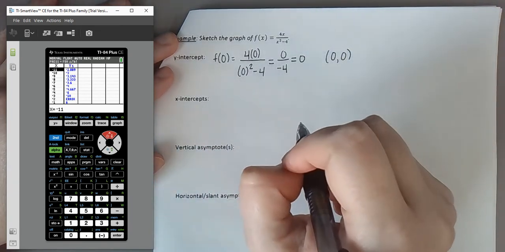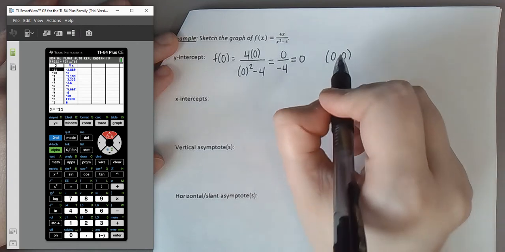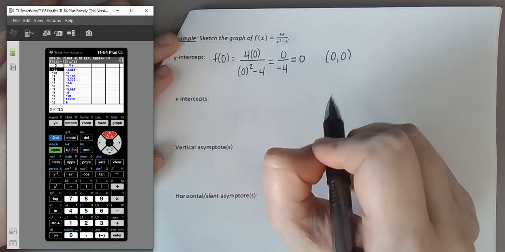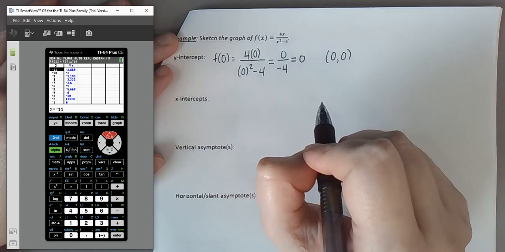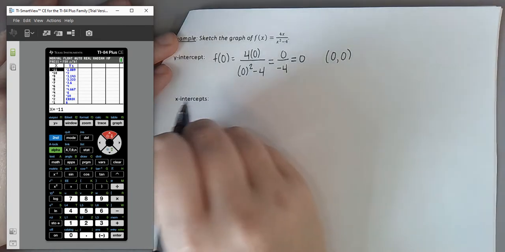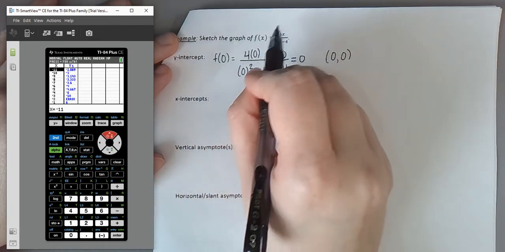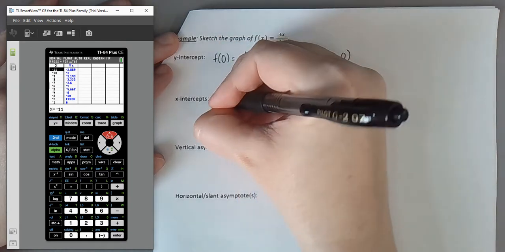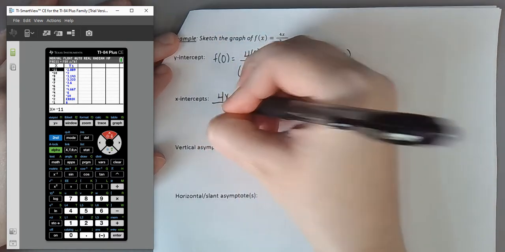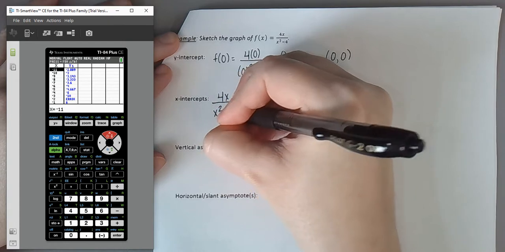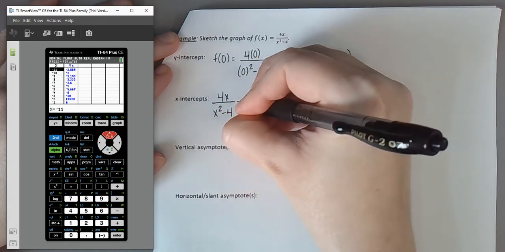It's possible we could have more than one x-intercept, but we know for sure this will be one of them because the origin is both an x and a y-intercept. So for our x-intercepts, we're going to let y be 0. In other words, we're going to take our function and set it equal to 0. So 4x divided by x squared minus 4 is equal to 0.